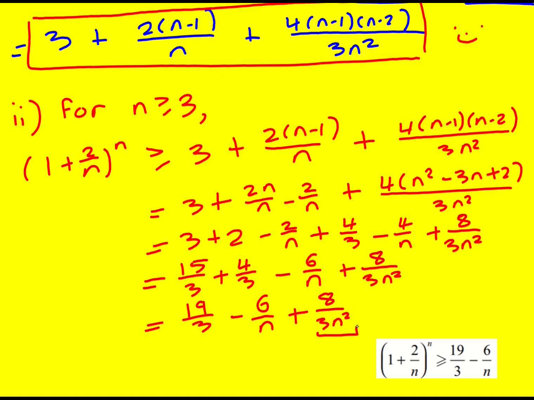So this thing here will necessarily be greater or equal to 0. And therefore 1 plus 2 over n all to the power n is going to be greater or equal to the smaller amount, which is 19 over 3 minus 6 over n. If we know it's greater than this, then it's got to be greater than something that is smaller. And we've got to our answer.